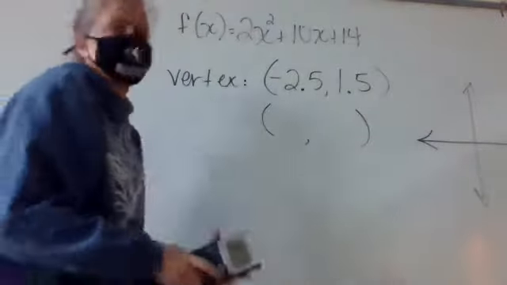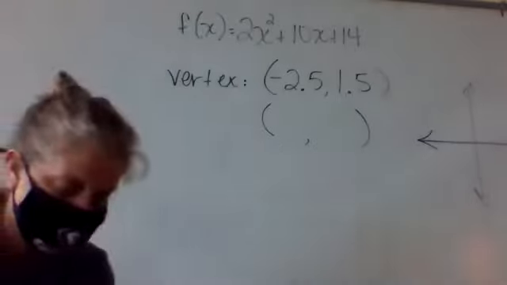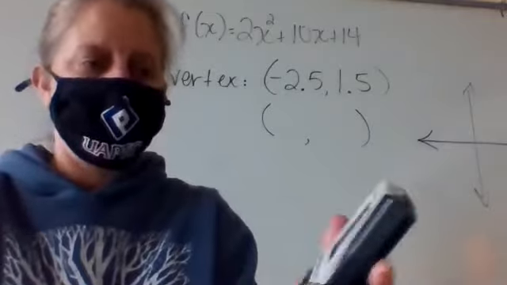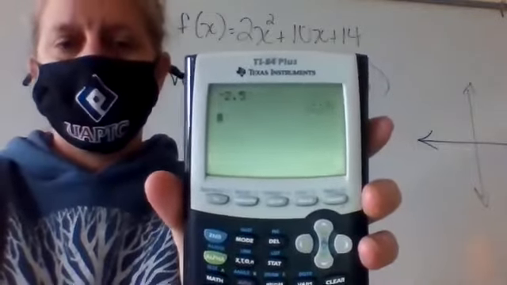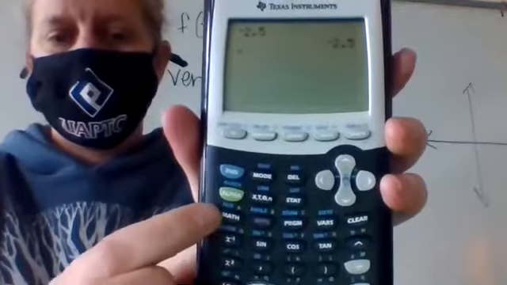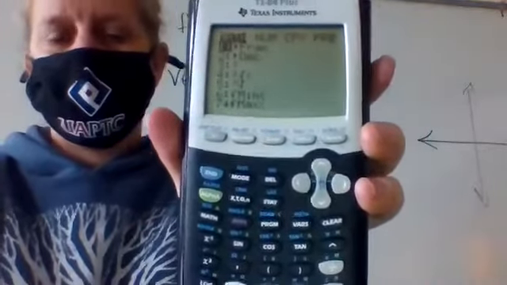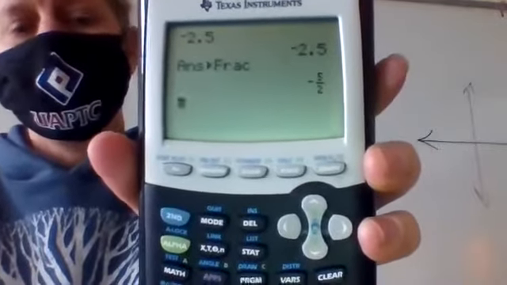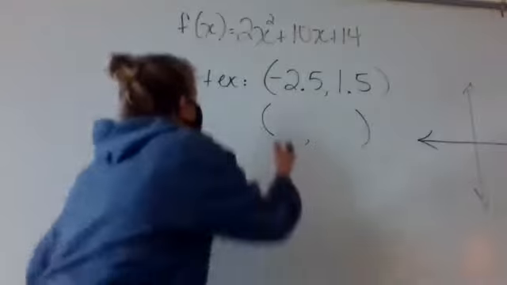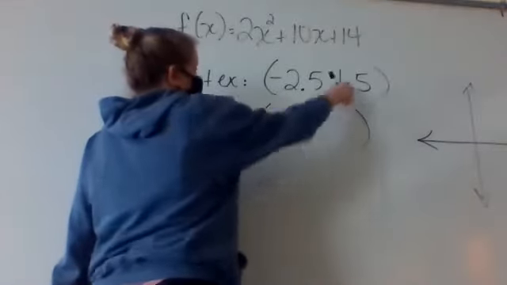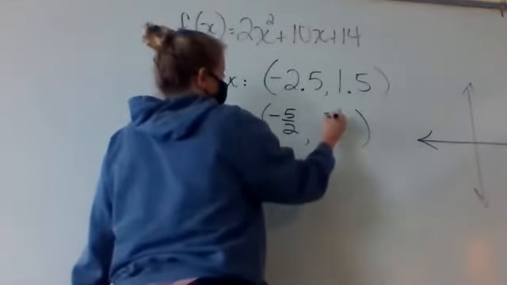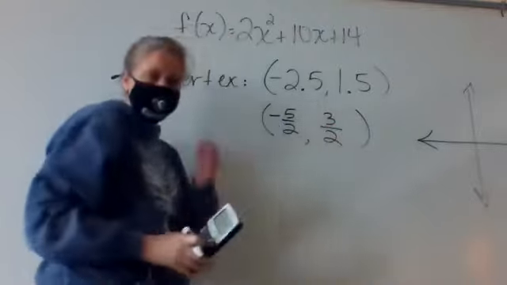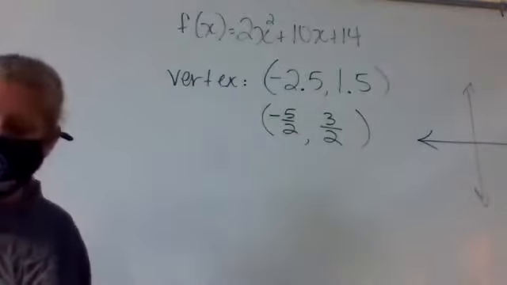Okay, so if you forgot how to turn decimals into fractions, just do that work in your calculator with your math button. So just enter the negative 2.5, hit enter, then hit your math, and then hit enter twice, right? That's what turns your decimals to fractions. So I'd have negative 5 halves. And then do it again for the 1.5 to get 3 halves. So that's what you'd enter for your vertex.